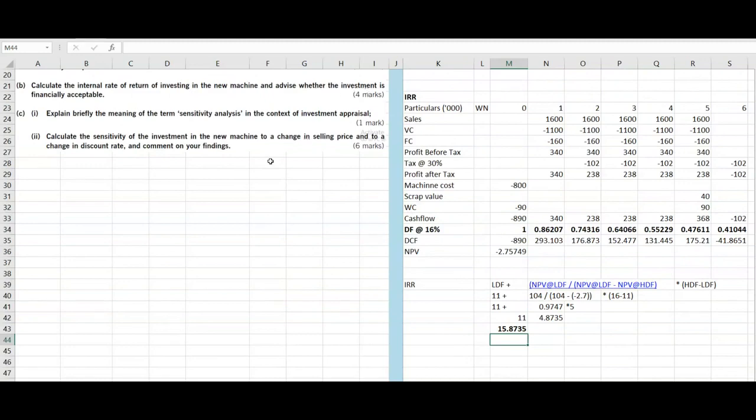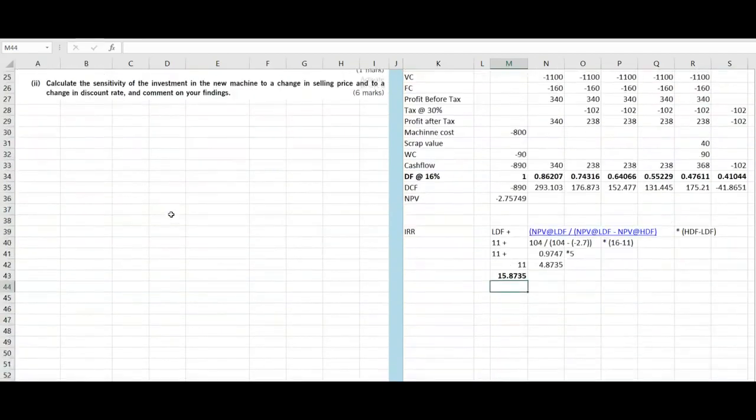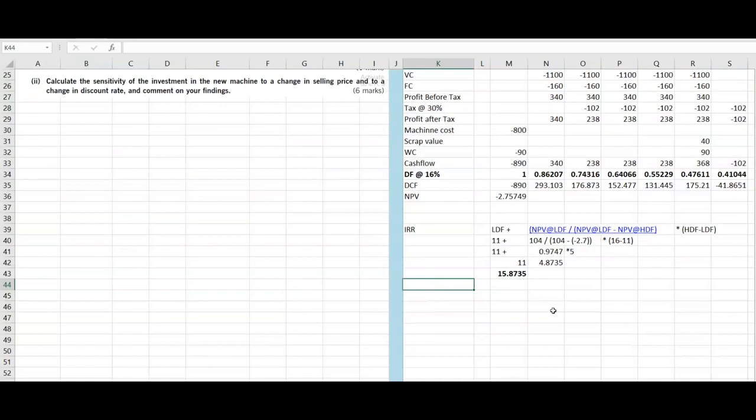The question asks you to advise whether it's financially acceptable. To do that, we have to compare with the cost of capital. Cost of capital is 11%, and our IRR is 15.87. So just have a suggestion. Suggestion would be, as IRR is higher than cost of capital, we can invest in the project. Okay, so that's about the suggestion.